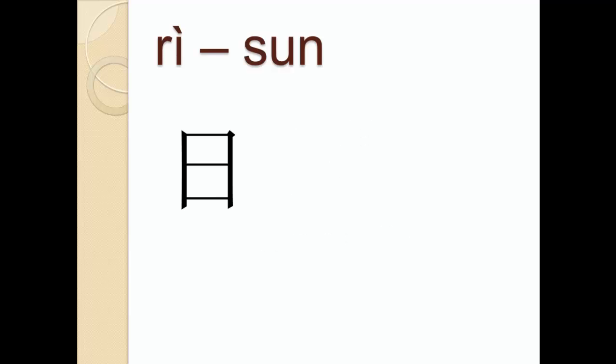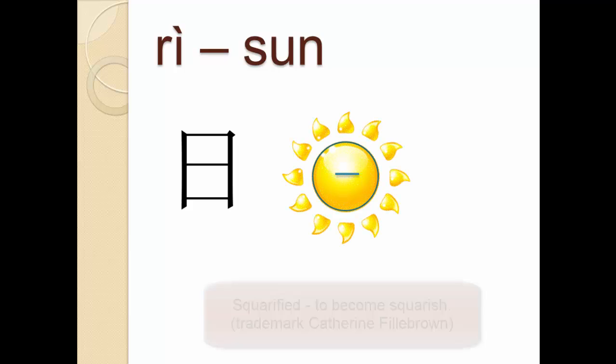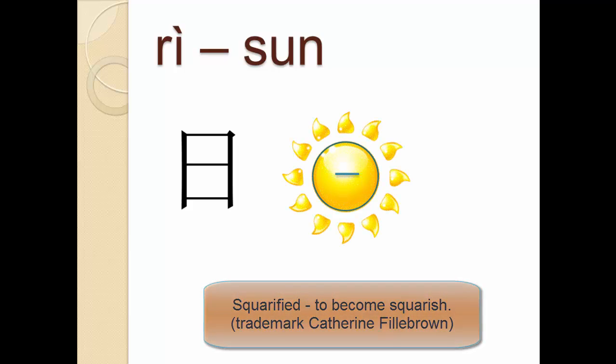The next radical is sun. In its ancient form, it was a circle with a dot inside it, but all characters became squarified, and so now it's a box with a line inside it. And here's the animation. Just like when you're drawing a mouth, you do the left line, an upside down L, a line inside, and close the box.